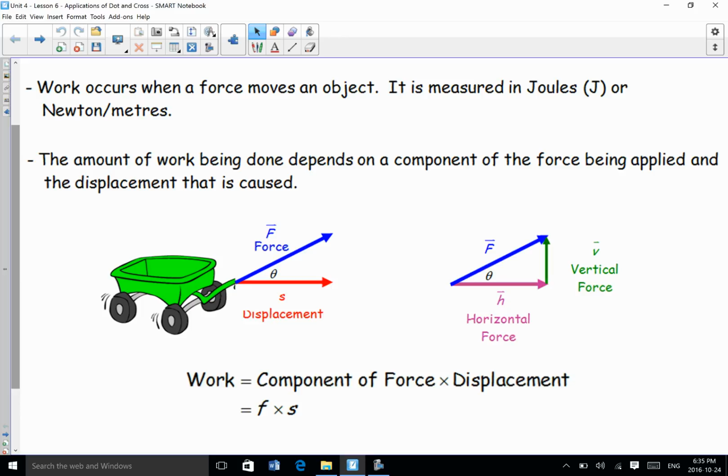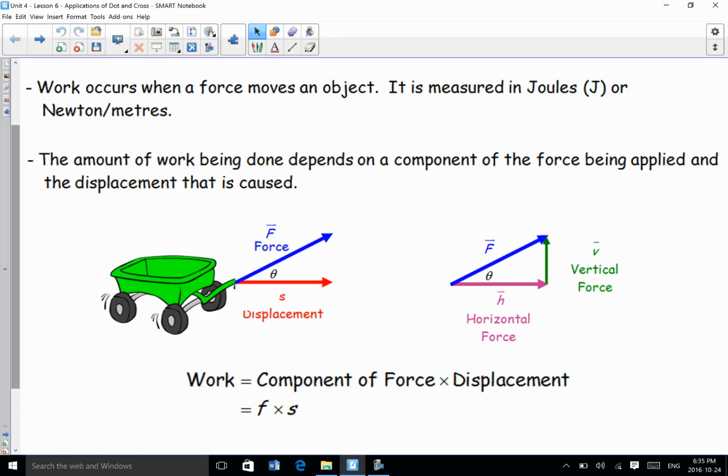If we go back to the beginning of this unit, when we first started talking about forces, and we had our wagon full of books and we wanted to move it, we talked about vector projections. We want to pull on that handle, but the amount of work that's actually being done is in the direction of the way the wagon's moving. So we have to talk about our components of force.